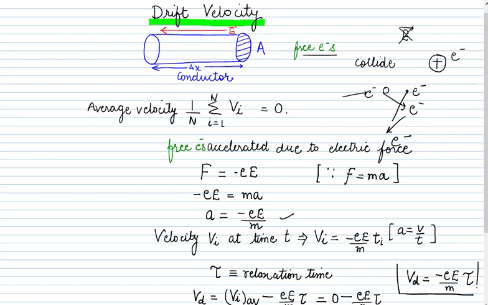Then how much is the relaxation time? It is of the order of 10 to the power minus 14 seconds. So this is the formula we get for drift velocity. Whenever you want to do the derivation or certain numericals, you can use this.